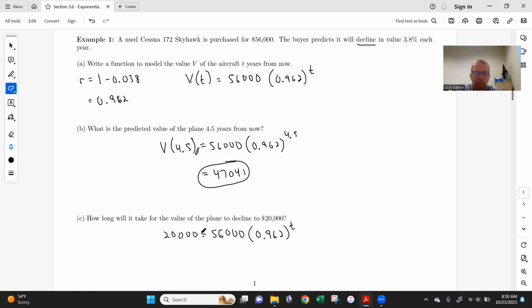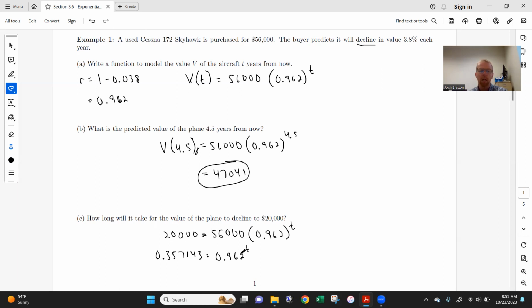You need to get pretty comfortable with solving these if you're not already. The first thing we do is get the exponential expression by itself. We want to get 0.962 to the t by itself, and then we can work on getting the t by itself. So we divide 20,000 by 56,000, and we get 0.357143.